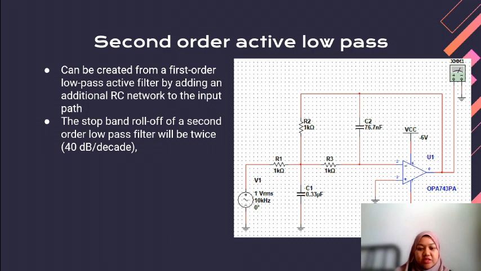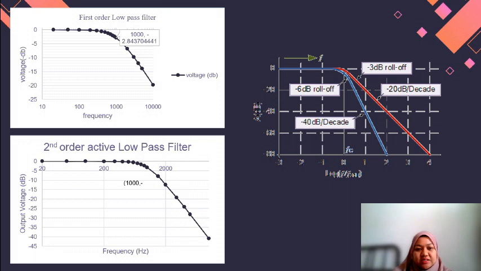For the second order active low pass filter, it can be created from the first order low pass active filter by adding an additional RC network. The stop band slope of the second order will be twice that of the first order, which is 40 dB per decade. If you look at the second graph, the graph is more stable in range than the first order. This is because the slope is twice, which is 40 dB per decade, and the slope of the graph is sharper than the first order.